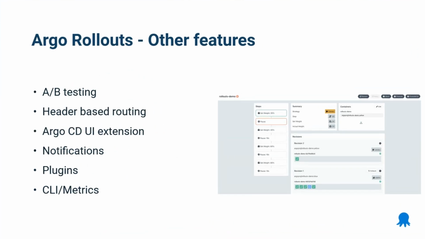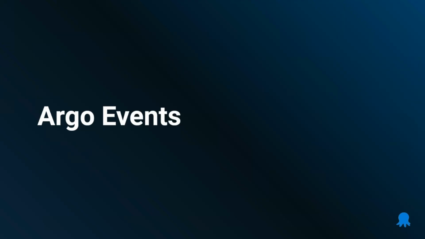As with most other projects, there are several other features that I'm not going to talk about today. You need to look at Argo Rollouts by yourself. But there is also, let's say, a notification mechanism. There is a CLI. You can get metrics for Rollouts itself, and so on and so on.